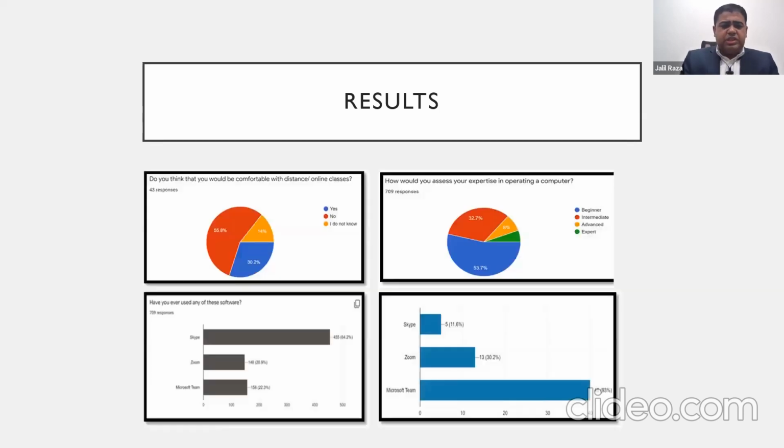These are some graphs that I have just mentioned here. There are basically 10 to 20 graphs. So this is how we asked the questions and got the interesting data. Like, would you be comfortable with online classes, or do you have any of these software like Skype, Zoom, and Teams?